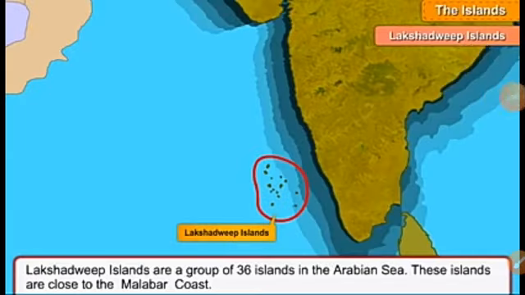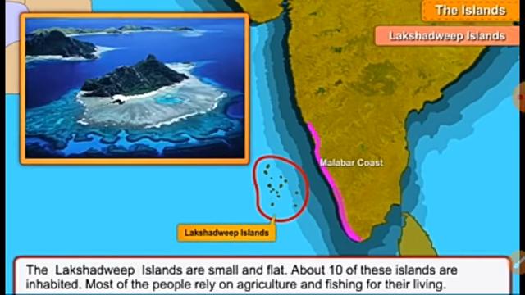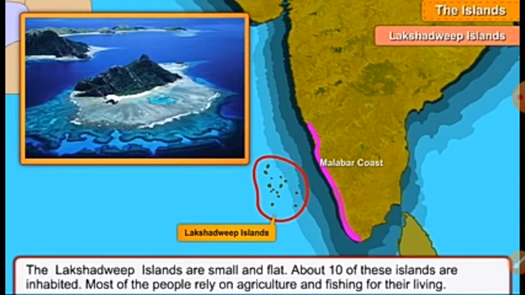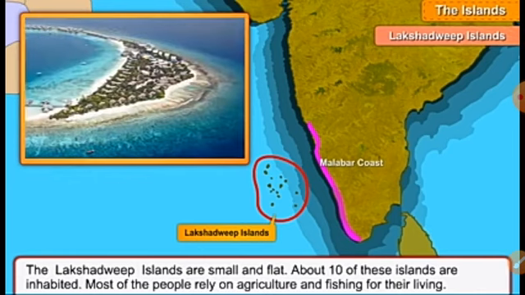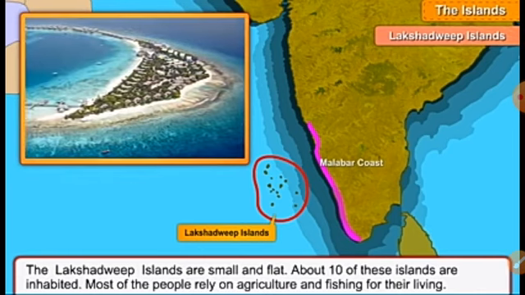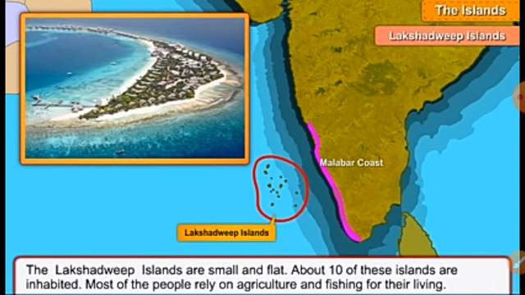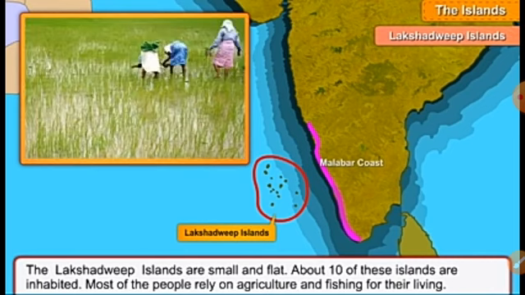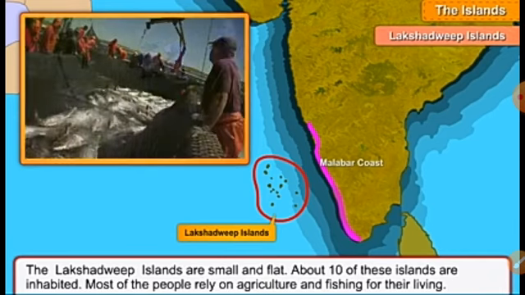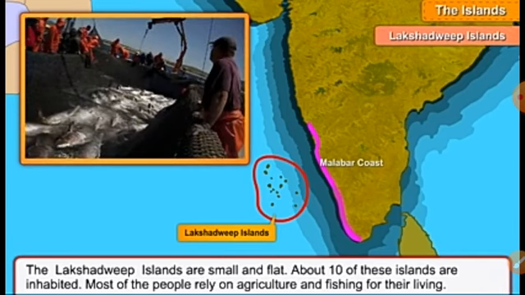Next, Lakshadweep Islands. These islands are a group of 36 islands in the Arabian Sea. These islands are also close to the Malabar coast. They are small and flat. About 10 of these islands are inhabited. Most of the people rely on agriculture and fishing for their living.